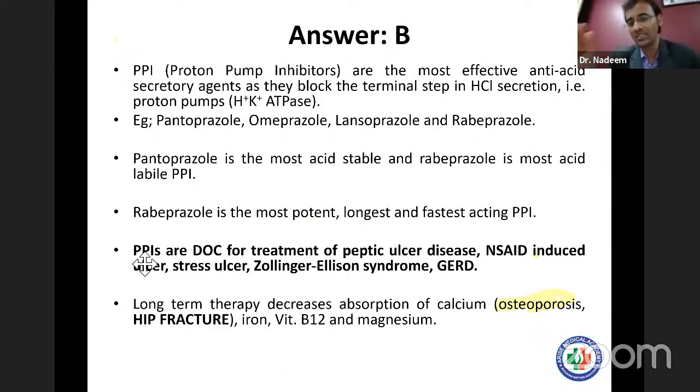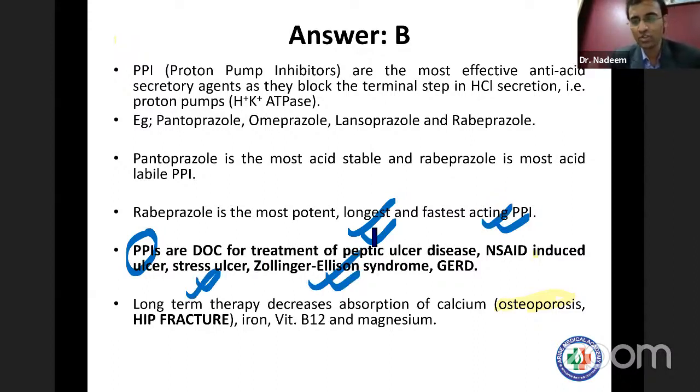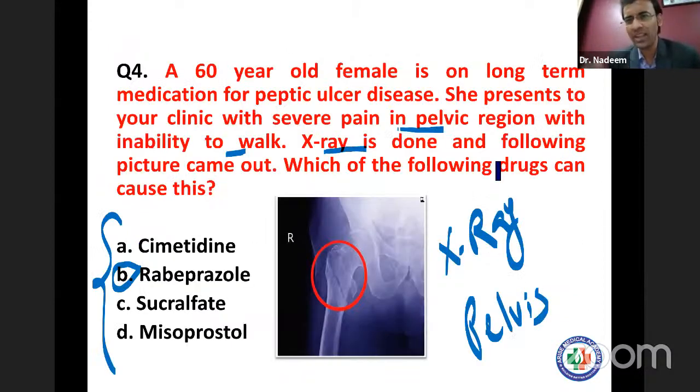I hope all of you know some points related to PPI that I want to share. PPIs means proton pump inhibitors. These are the drug of choice for peptic ulcer disease, NSAID-induced ulcer, stress ulcer, and Zollinger-Ellison syndrome. Please understand that pantoprazole is the most acid stable and rabeprazole is the most acid labile PPI. These are some extra points which I have added here. I just wanted to show you what kind of questions they can make out of PPI.